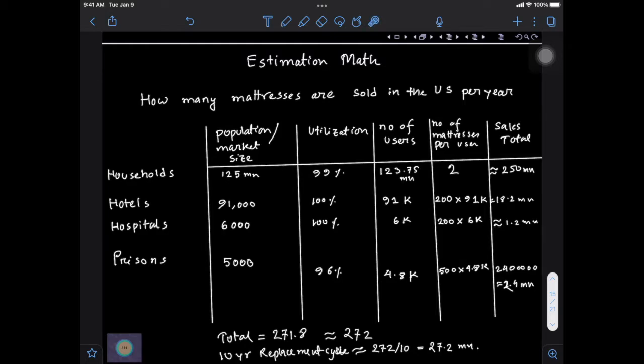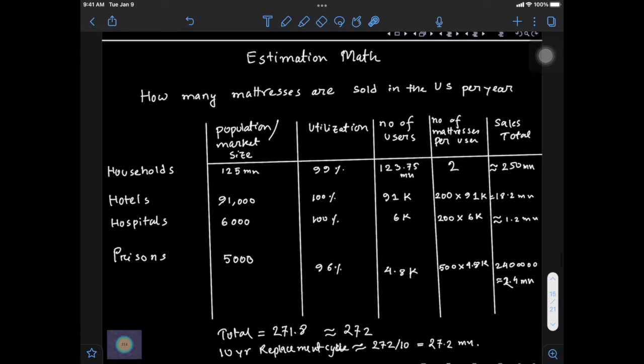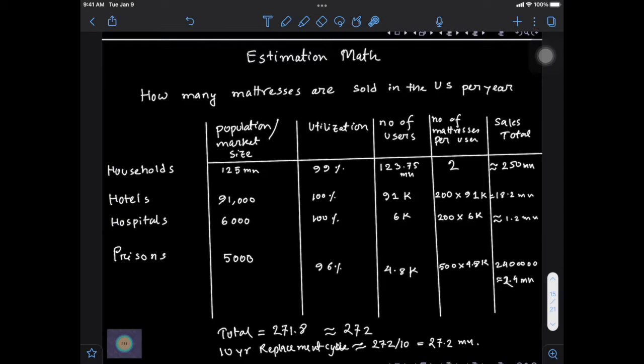One of the many ways we can approach this problem is to think of who the buyers of mattresses are, and then start with some assumptions on those different groups of buyers. So here I have written down households, hotels, hospitals, and prisons. These are some of the big bucket buyers who would be using mattresses, households being the biggest one.